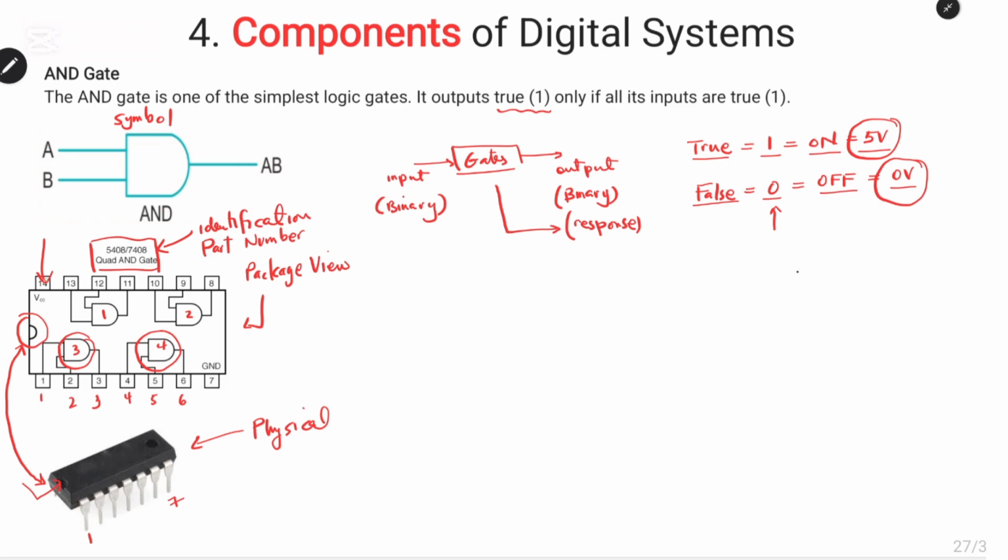So in that case, pin 14 represents VCC, which is normally connected to positive 5 volts, and the ground is normally connected to 0 volts. During operation, this chip will get high from this positive 5 volts or false, 0, from the ground. That is why every chip normally has what is known as a power supply.